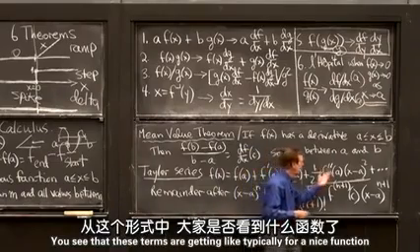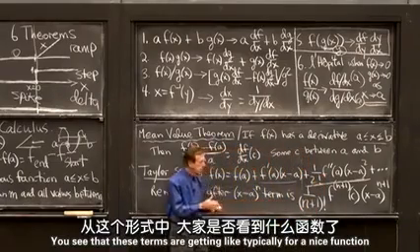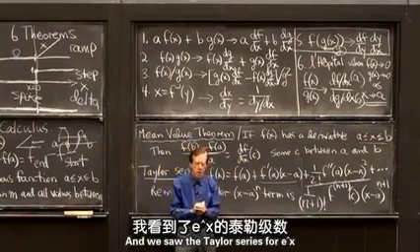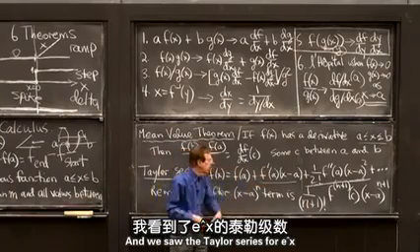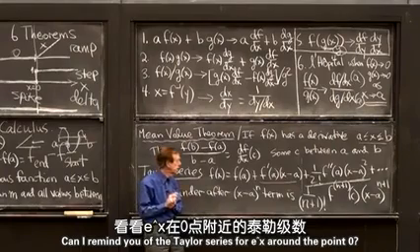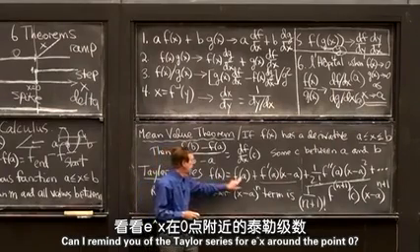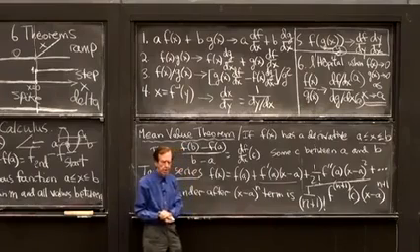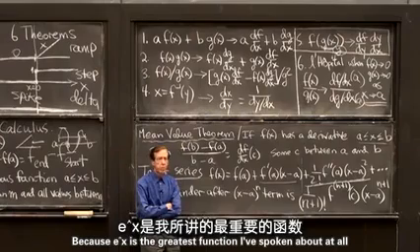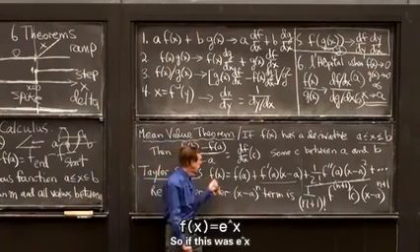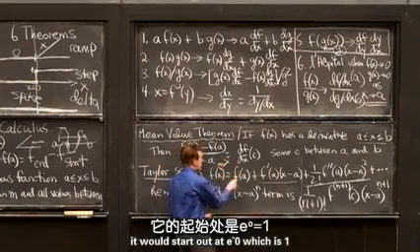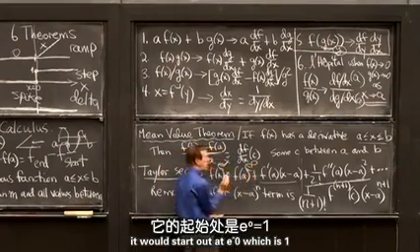You see that these terms are getting, typically, for a nice function, and we saw this for e to the x. We saw the Taylor series for e to the x. Can I remind you of the Taylor series for e to the x around the point 0? Because e to the x is the greatest function I've spoken about at all. So if this was e to the x, it would start out at e to the 0, which is 1.